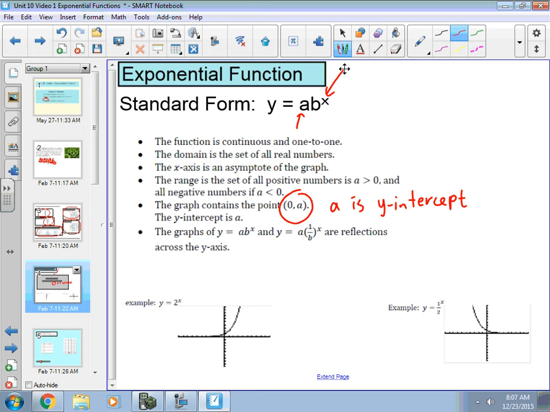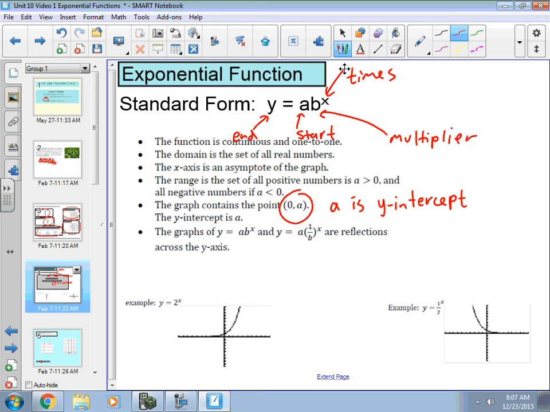The graphs of these are reflections across the y-axis. So if you get something where b is the reciprocal, then it's a reflection across the y-axis. All right, so some things about this equation. When we're doing these, a, since it's your y-intercept, is your starting value. It's where your graph crosses the y-axis. Y is going to be your ending value. This exponent we talked about, x, that's how many times you are repeating the multiplication. And then b, that is your multiplier.